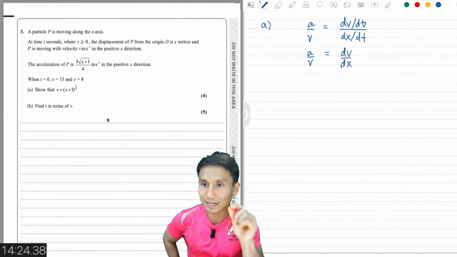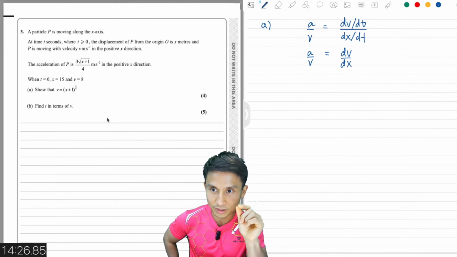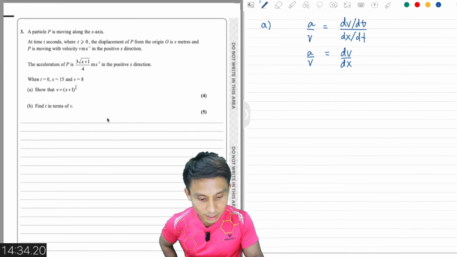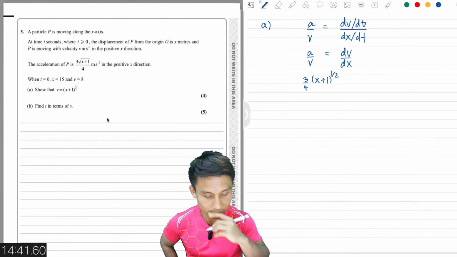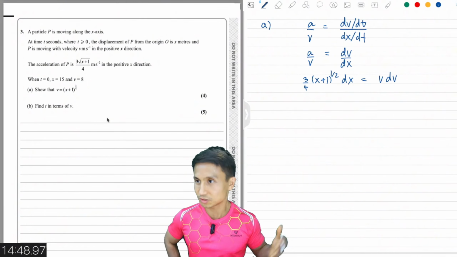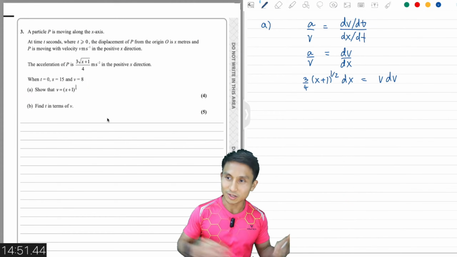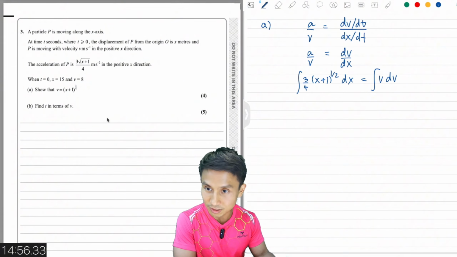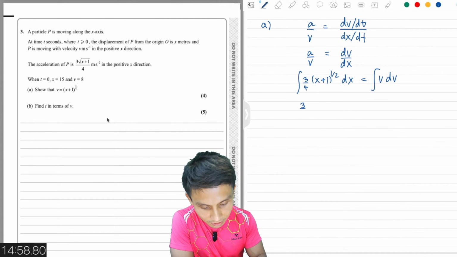So we're gonna plug acceleration as that, 3 root x plus 1 over 4, v as v, and then we're gonna integrate both sides, right? So I'm gonna put a as 3 over 4 square root x plus 1. Well, that is just x plus 1 to the power of half, right? And I'm gonna move v up here, v dv, and x dx up here, yeah? So that's just to get ready for the integration, and now we integrate. Okay, and then we're going to make v the subject. So we integrate that, we get 3 over 4.